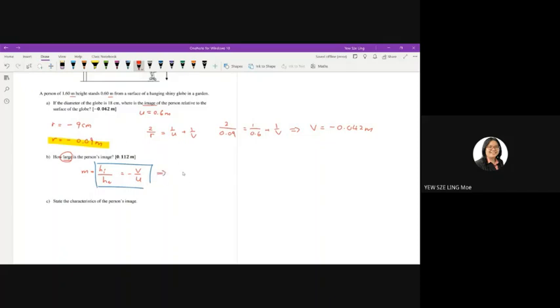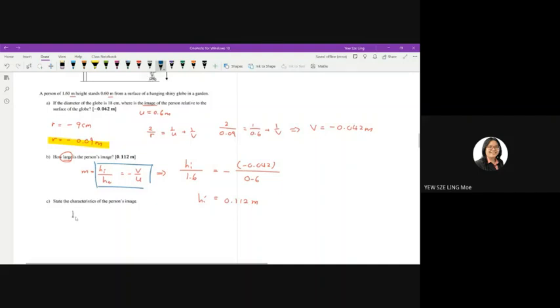Initially, the person is 1.6 meters. So HI over 1.6 equals negative 0.042 over 0.6. So the image height is equal to 0.112 meter.